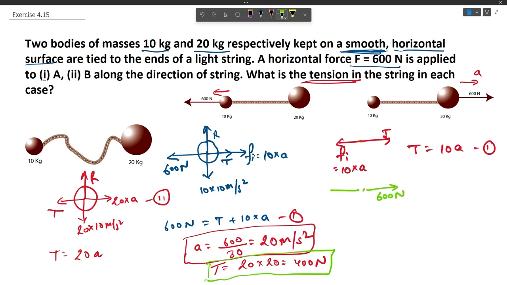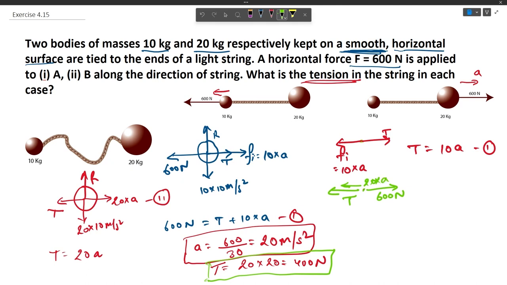and tension is being applied in this direction. Also acceleration is in the direction of force, so inertia force should be acting in the direction of tension, or in the opposite direction of 600 Newton. So we can give it by magnitude Fi, that would be equal to 20 times a.